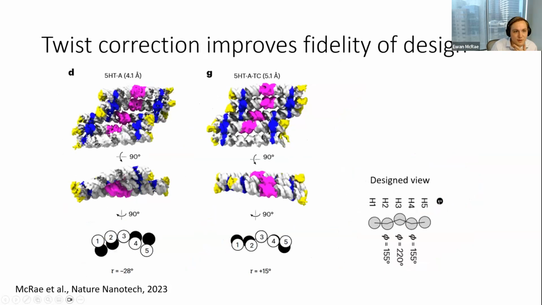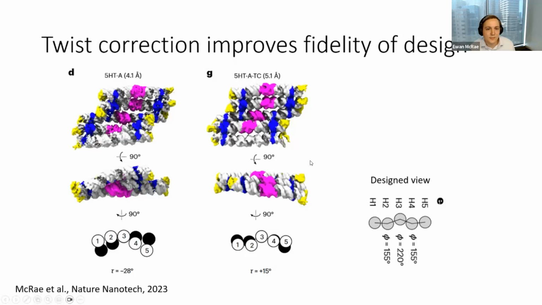Yeah, so just by going back and adding in an extra base pair before each of these kissing loops, we were able to create this twist corrected structure, which appears to be a bit overcorrected. Instead of twisting up, it twists down a little bit now. And our inter-helical angles were much closer to how we designed them.